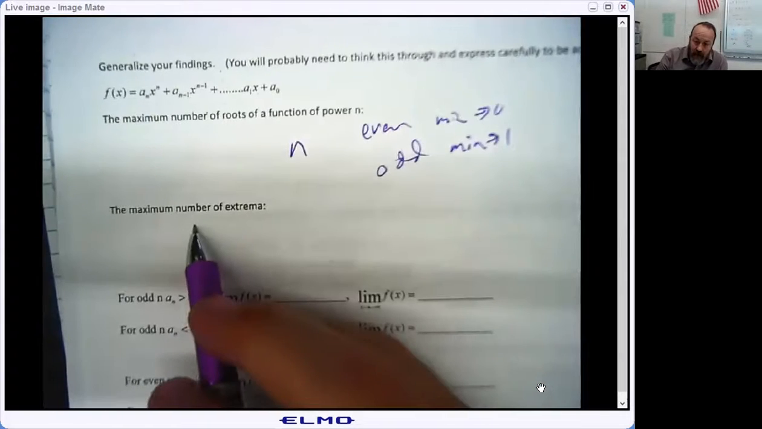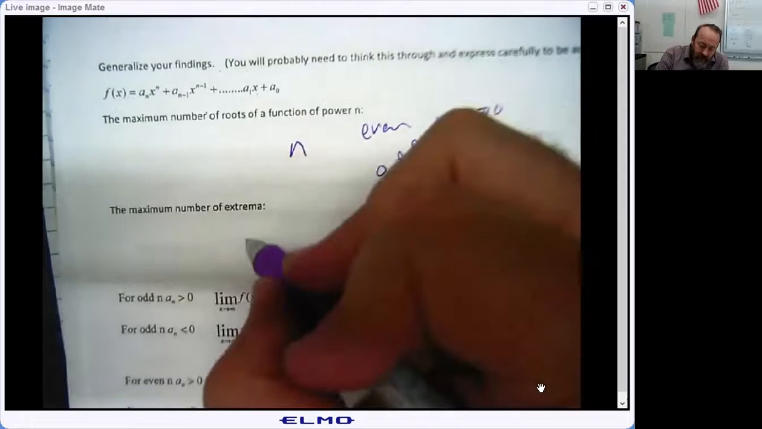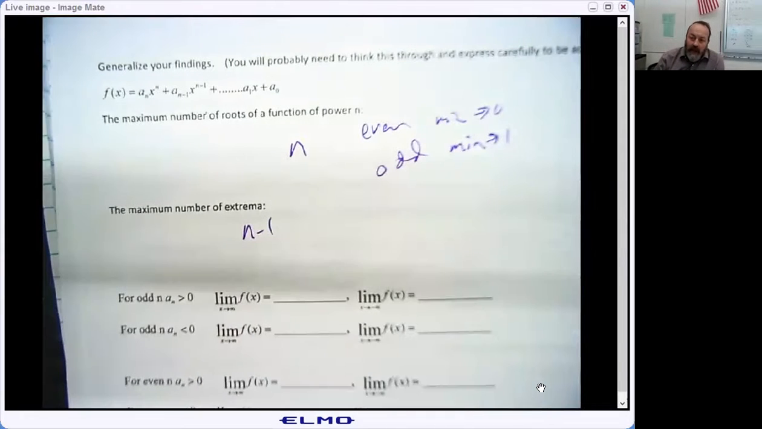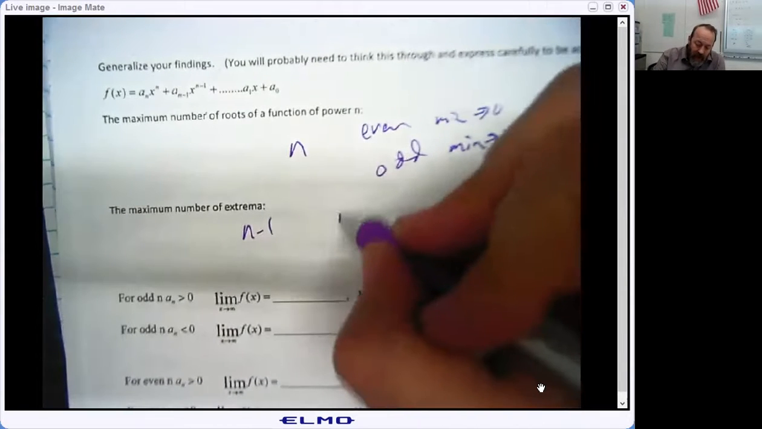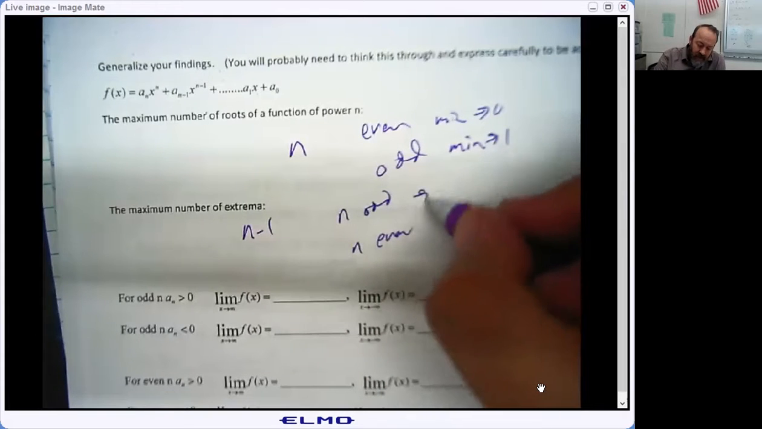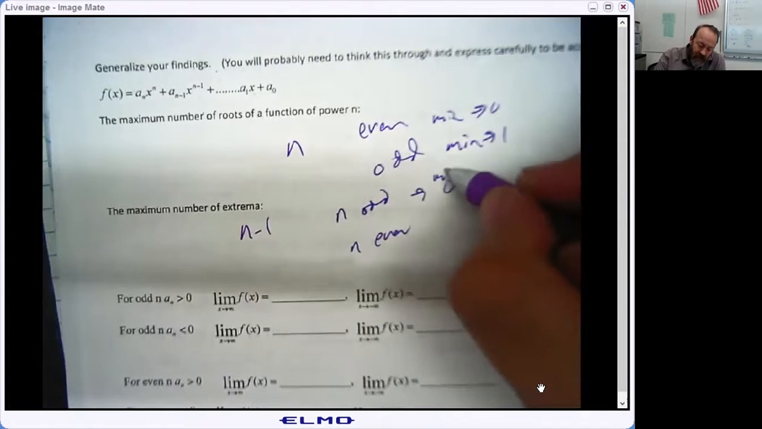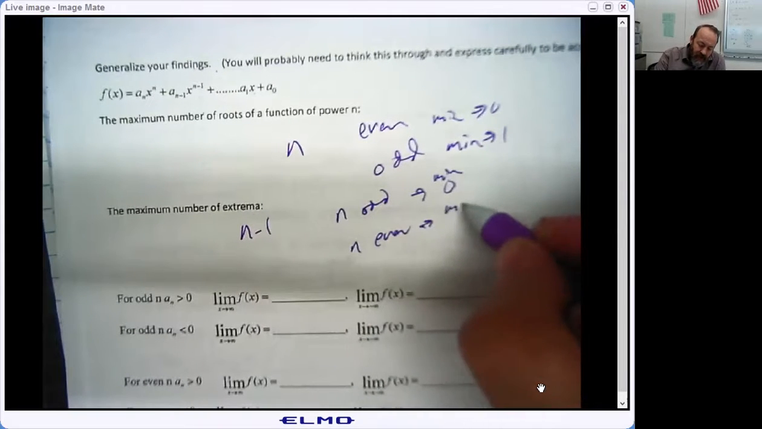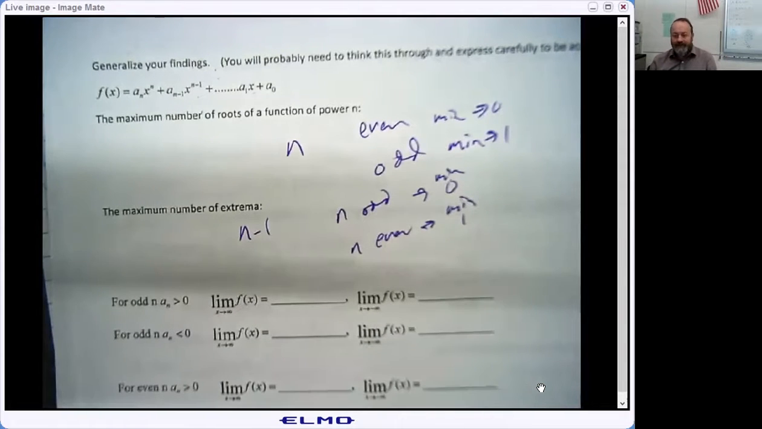Now, as far as extrema goes, the maximum number of extrema is going to be n minus 1. And again, for odds and for evens, the odds can have as few as none, and the evens have at least one extremum in there.